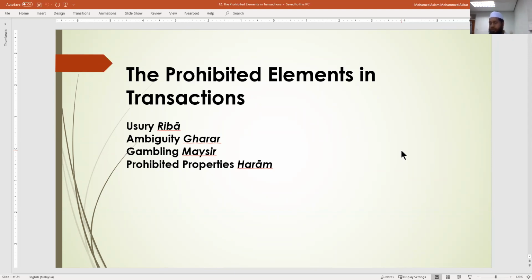I think most of you know riba, but this time we are going into details. The next one is gharar, which means ambiguity in transactions, whereby we will be discussing the differences between ambiguity, gharar, and risk. Is it taking the risk? Are risk management and ambiguity the same or different? Then we're going to talk about gambling, maisir, and then prohibited properties. Most probably we will be finishing within three classes, including this one.